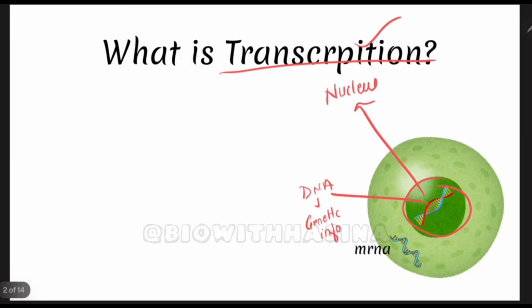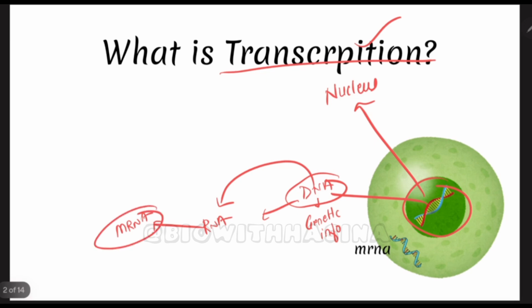And this genetic information must come out, or we can say to pass it on, the DNA makes an RNA and it transfers its information to the RNA. Talking more specifically, mRNA. This process of transferring the information from DNA to mRNA is known as transcription.